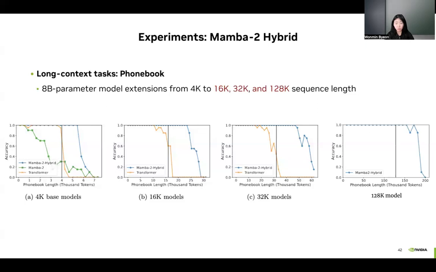And also we are able to extend the model to 128K sequence length. And you can see that the model does a really good job up to almost 180,000 tokens, which is a lot.